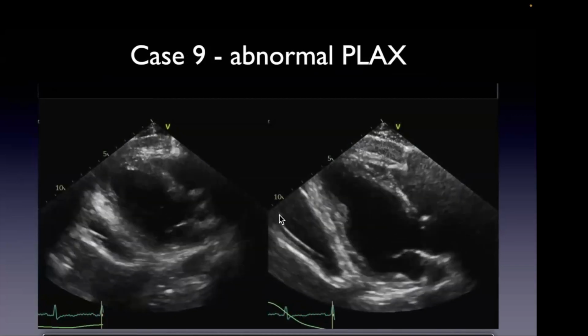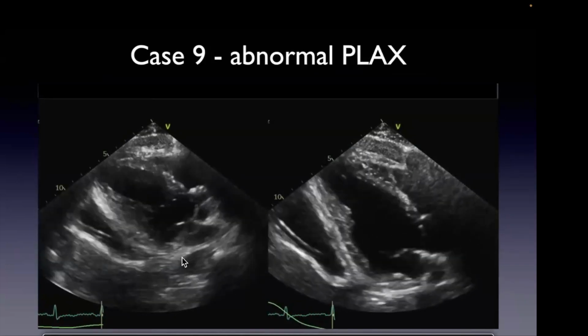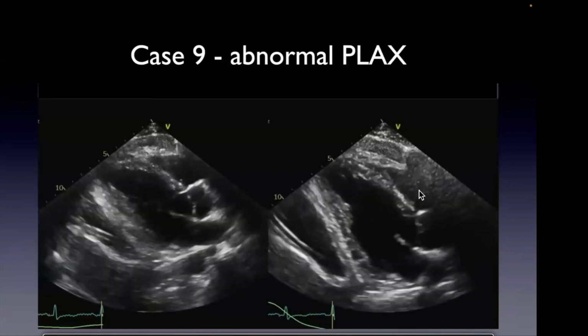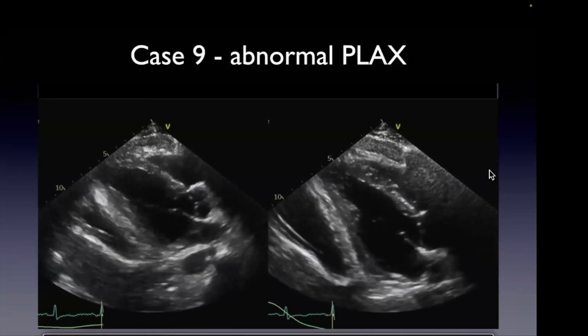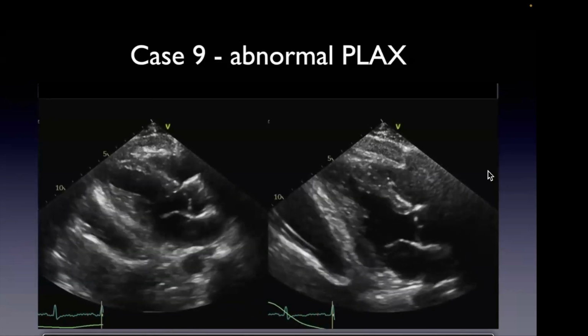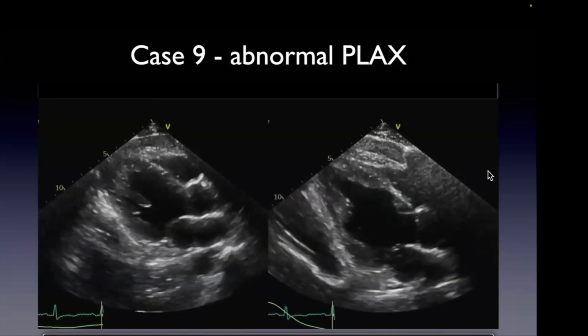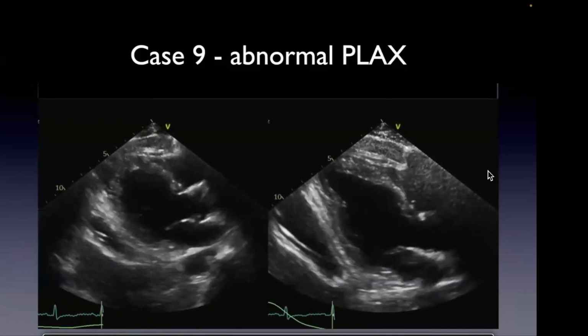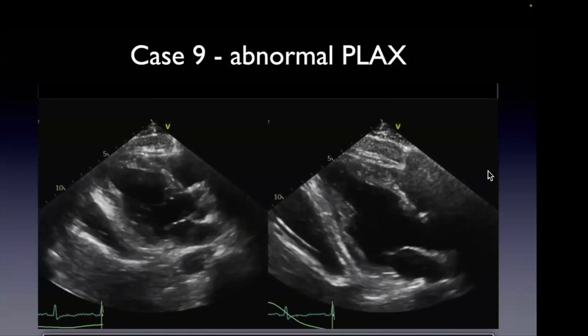Echo-free space, some structure within that echo-free space. It's like a tube, right? Not like a draining tube. Yeah. Drain tube into what? It could be pericardial. Could be pleural. I'd probably guess more likely pleural. It's not pleural.